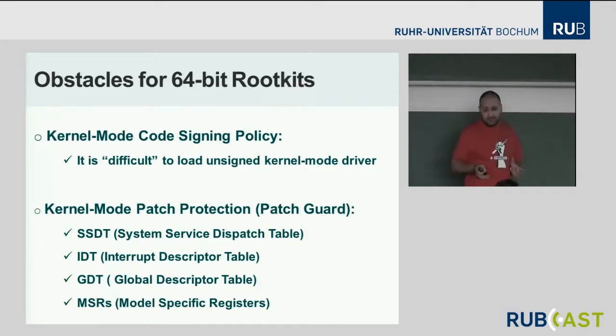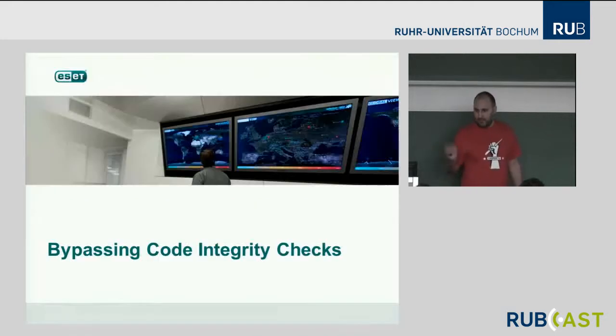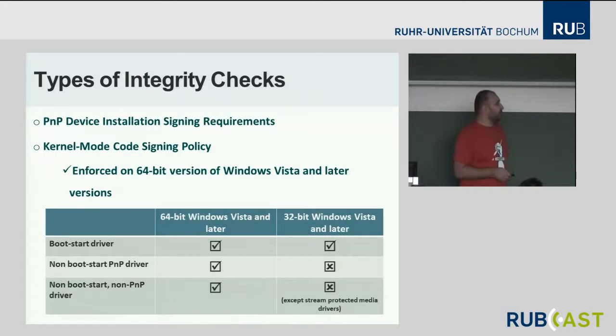Obstacles for 64-bit rootkits. First, bypassing the kernel mode code signing policy. It's so difficult because we don't have a direct way of bypassing it. It requires really interesting system hacks for integrity bypassing. And the next point is kernel patch detection. It's detection of SSDT, IDT, GDT and other system service changes. How does bypassing code integrity checks work? The main point of this slide is the way of integrity checks.